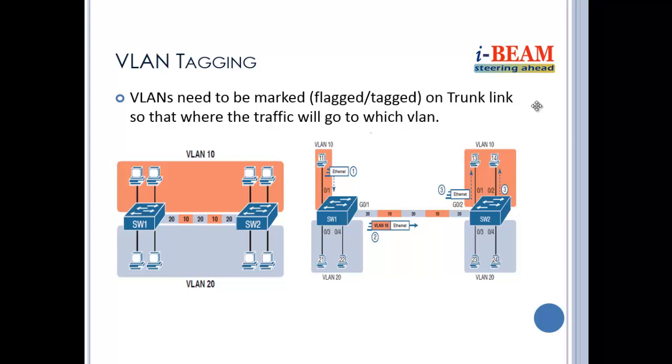VLAN tagging. VLANs need to be marked. Tag means marked, flagged. On the diagram, orange is VLAN 10 and blue is VLAN 20. Switch 1 has VLAN 10 and VLAN 20, and switch 2 also has VLAN 10 and VLAN 20. So the frame needs to be marked with which VLAN it is destined for. If the frame is going to VLAN 20, it should be marked as VLAN 20. If the destination is VLAN 10, the frame should be marked as VLAN 10. That's called VLAN tagging.